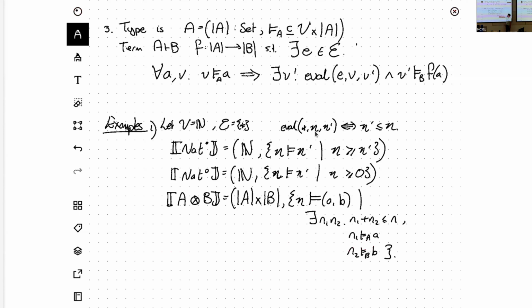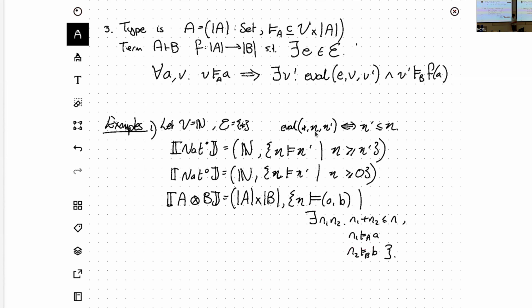We say there exist two resources N1 and N2 that add up to less than the original. And one resource is sufficient to support or implement this A, and the other resource is sufficient to implement the B. Right, so this tells us that when we look at an A tensor B, we get two separate resources. If you think back to the separation logic lecture yesterday, this is extremely similar to the separating conjunction in separation logic, right? This exactly says there are two separate heaps that add up to the whole heap, and the two separate heaps support the two halves.